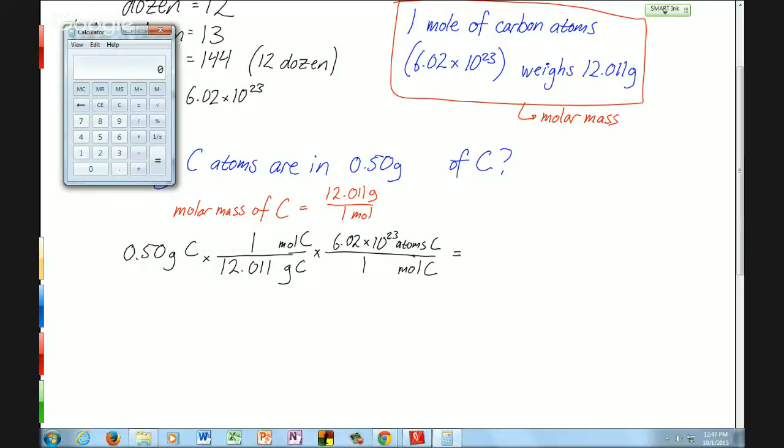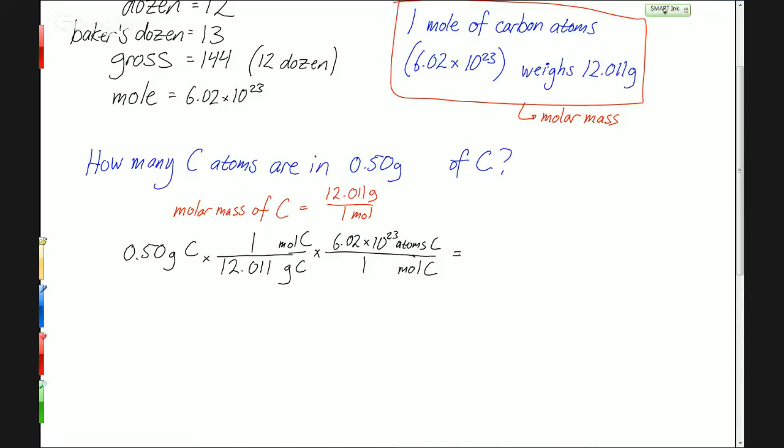So we do that calculation, 0.5 divided by 12.011 times 6.02 times 10 to the 23rd, and we get 0.25 times 10 to the 23rd atoms of carbon in half a gram.